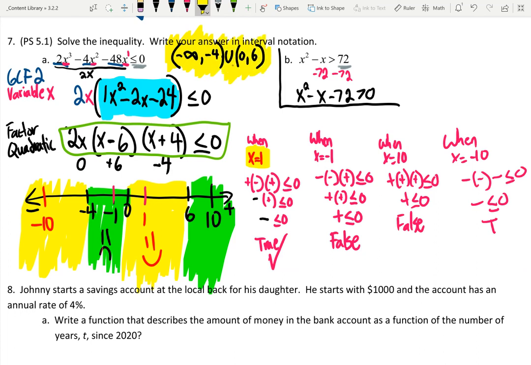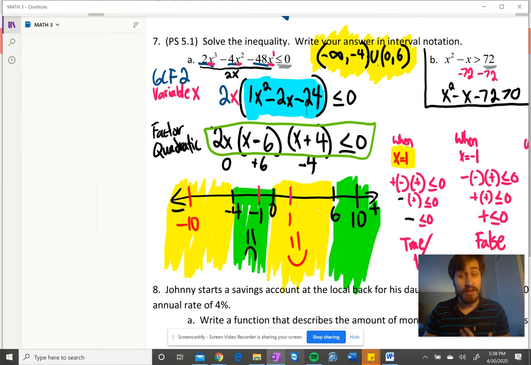So definitely I would try this problem yourself before you jump into part B. I hope you guys enjoyed this and hope this was a helpful spiral review question. That's it for now.